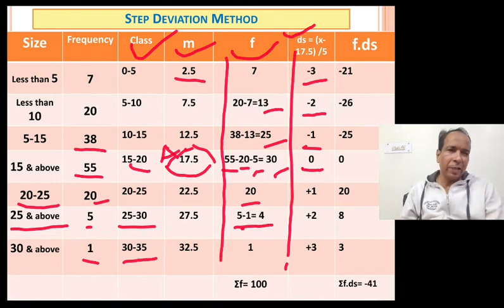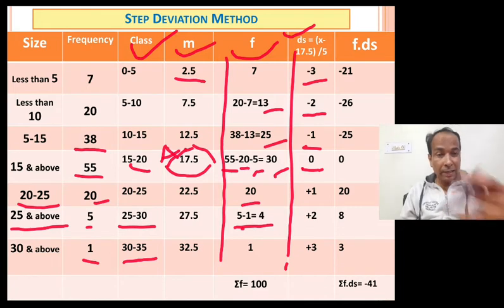This is the step deviation method. You need not multiply with so many decimals. For that convenience, this step deviation method is there. Though in examinations, if a calculator is allowed, then you can go with the straight method, that is just multiply fm upon sigma f. That is the simple method. You can reduce some time if you can use calculators, right? So that's how you calculated ds.